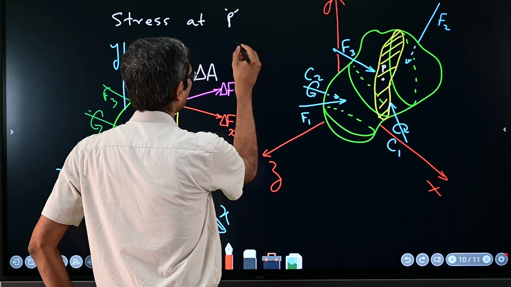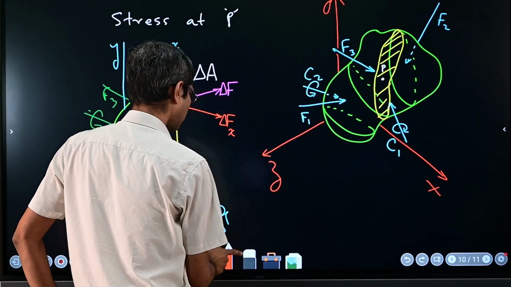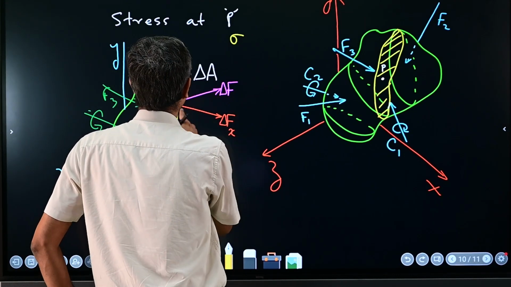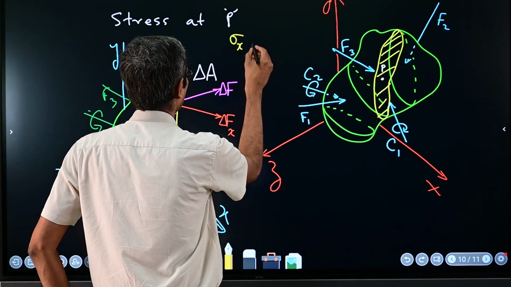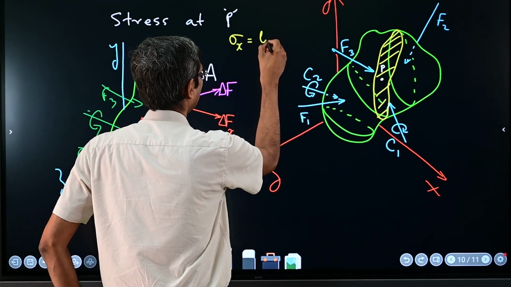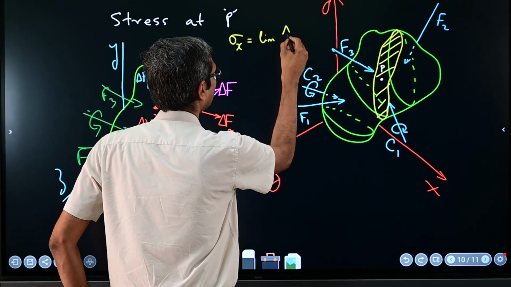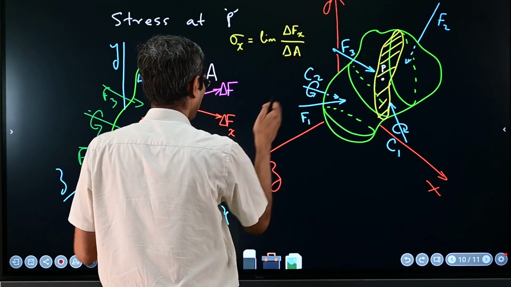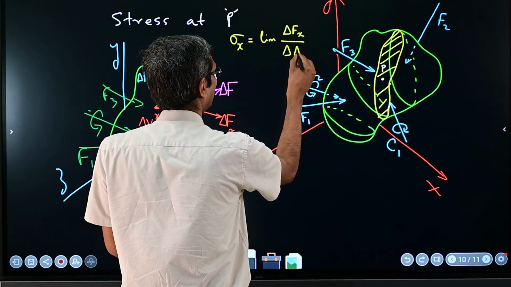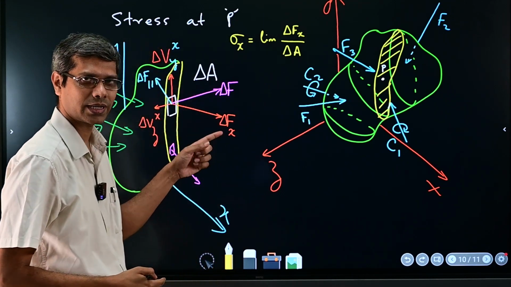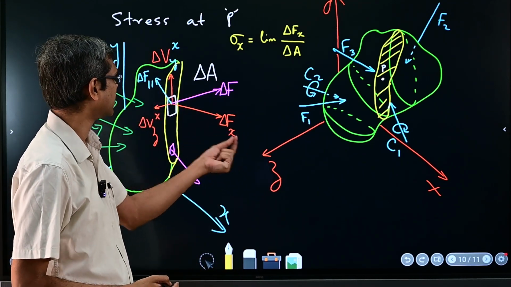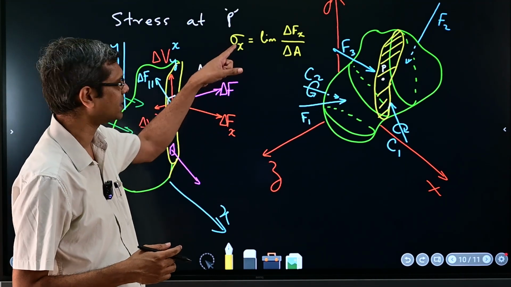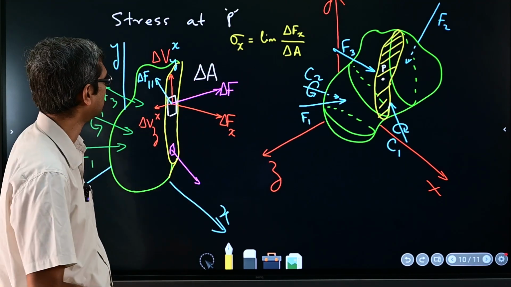Now what we will say is, okay, sigma x is equal to limit delta Fx by delta A. Because this F, I am writing sigma here because it's like a normal stress. See, this delta Fx is perpendicular to this area delta A, so that's why I am writing sigma, because it's a normal type of stress.